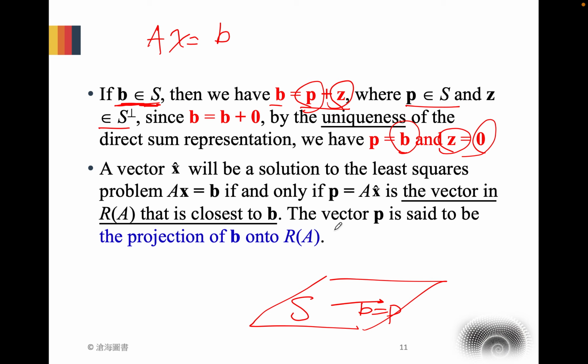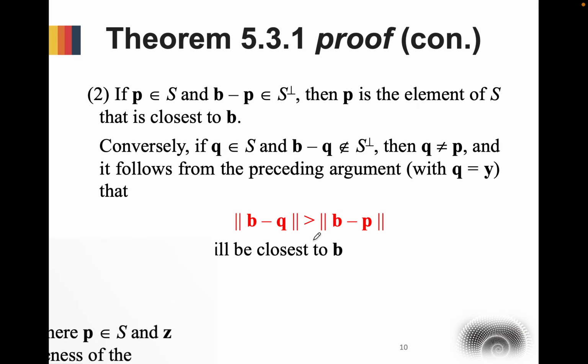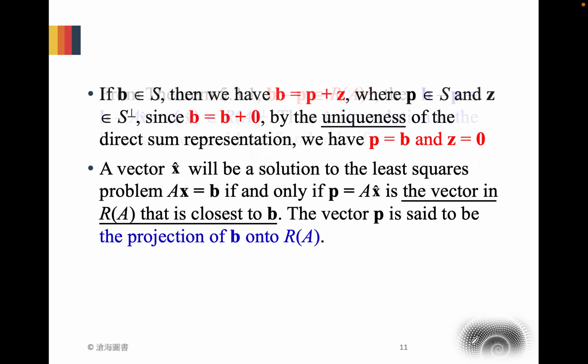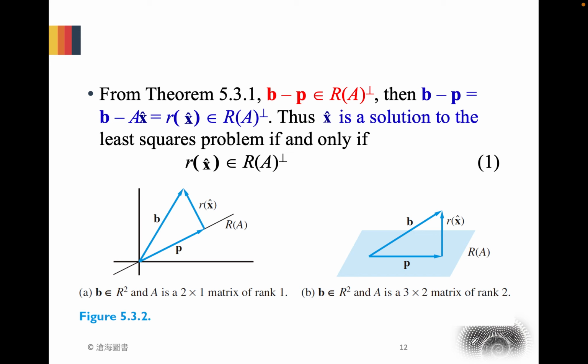A vector x hat will be a solution to this least square problem if and only if P equals A x hat is the vector in the column space of A that is closest to B. We can also say the vector P is the projection of B onto the column space of A. That is, the vector P is the projection of the vector B onto S. So this is what we told you before.